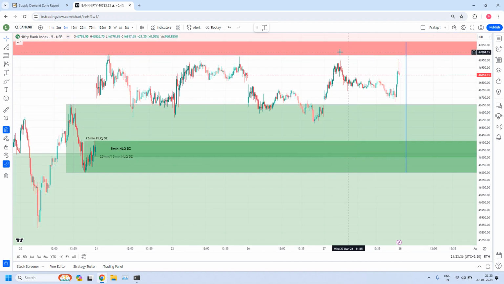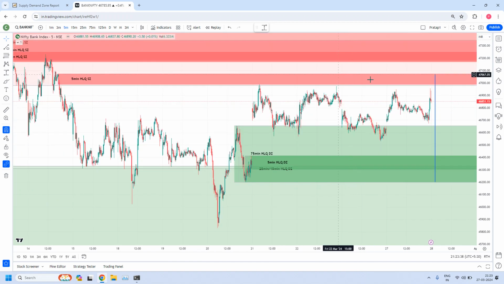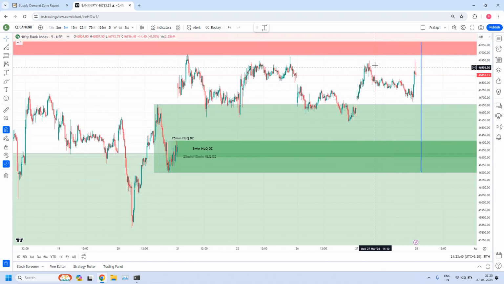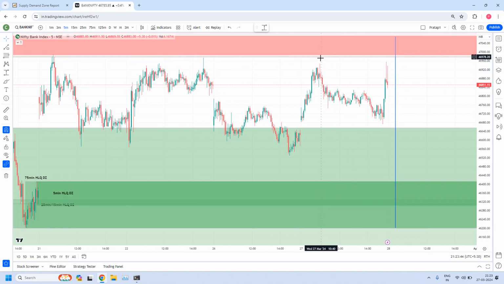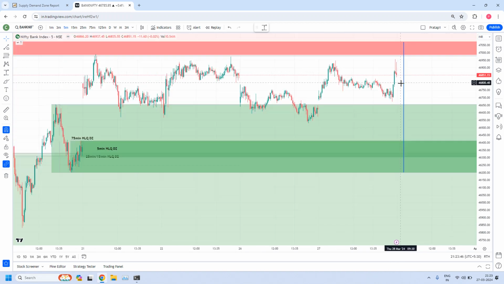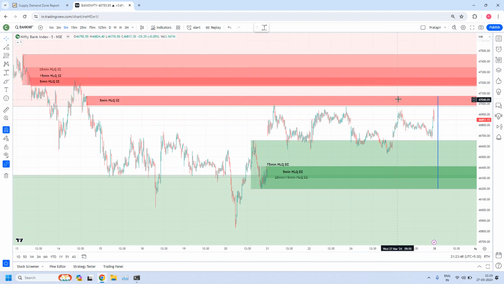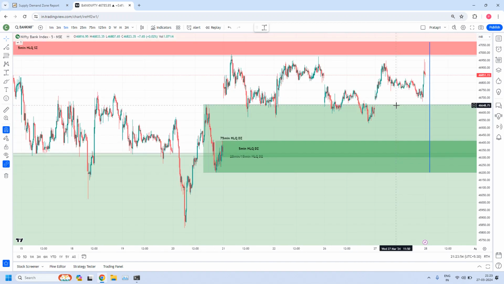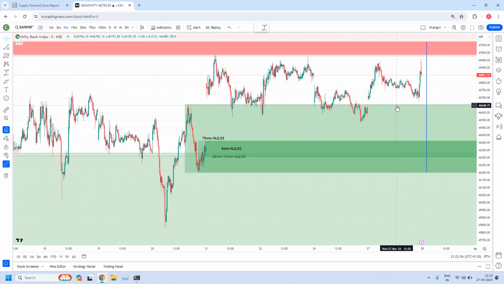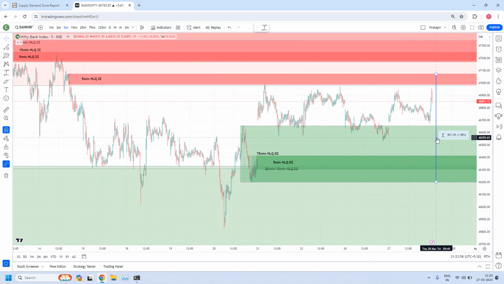And this 5 minutes high liquidity supply is strongly holding. Just before it, see, the order flow is very strong, and prices never entered into this. Such a strong resistance it is providing. As we identified in our yesterday's analysis, this 5 minutes high liquidity zone is holding very strong.